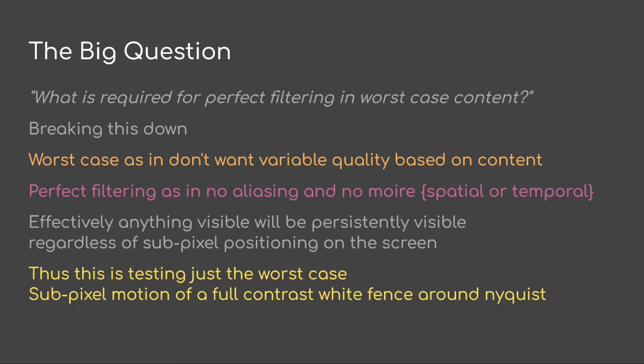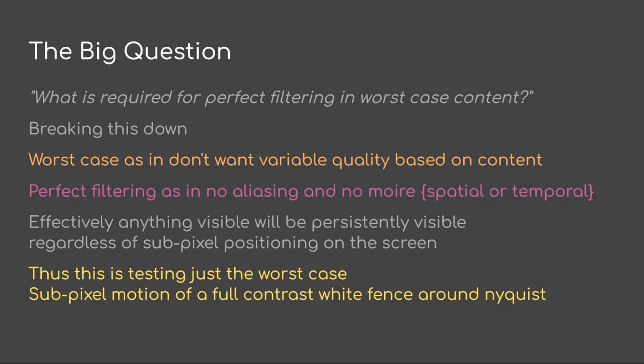So the big question: what is required for perfect filtering in the worst case content? Let's break this down. Worst case, as in I don't want variable quality based on content. Second, perfect filtering, as in no aliasing and no moire, either spatially or temporally. Effectively, anything visible will be persistently visible regardless of subpixel positioning on the screen.